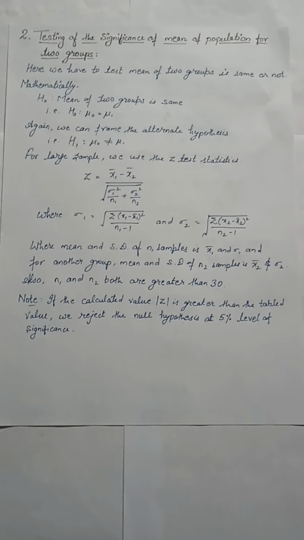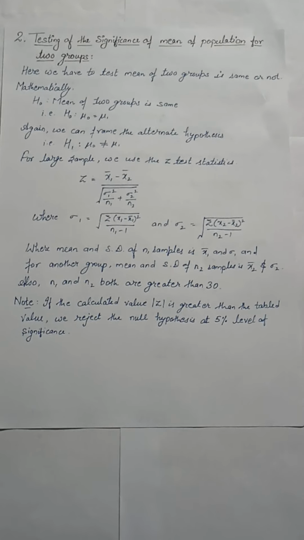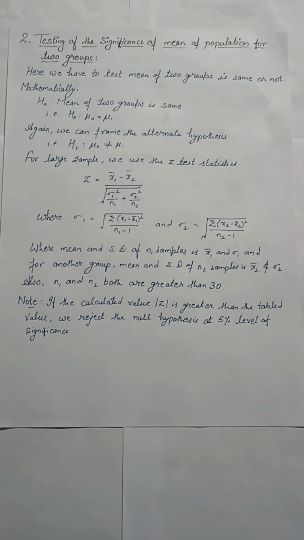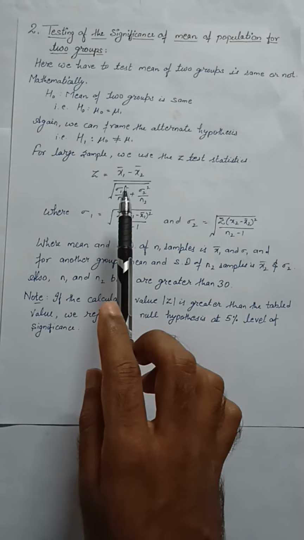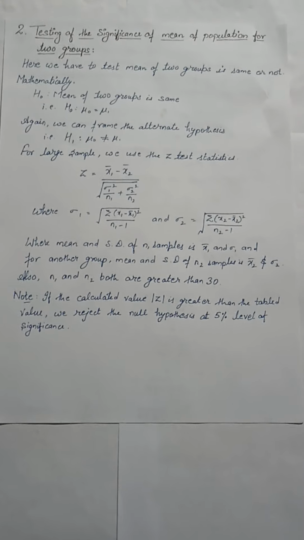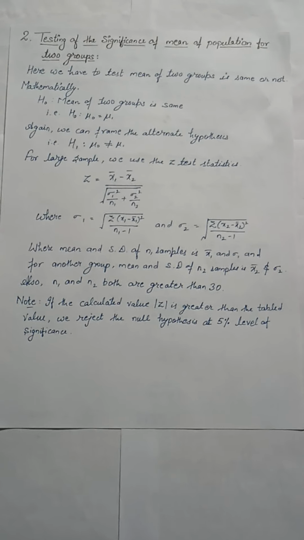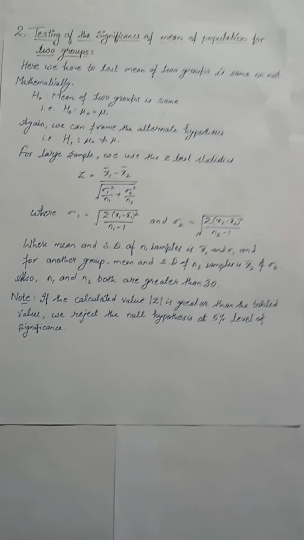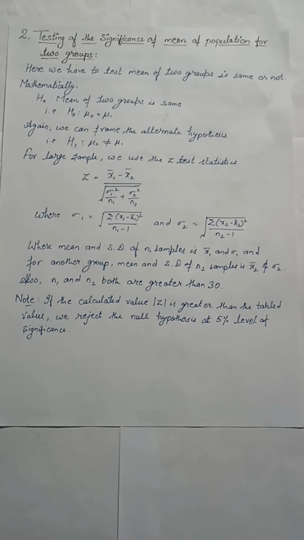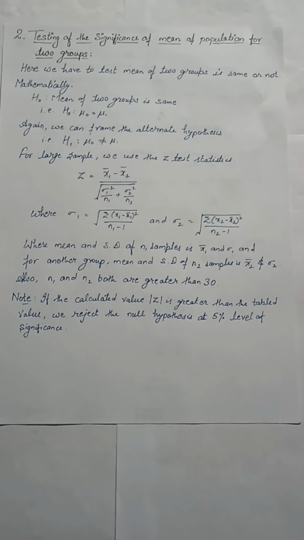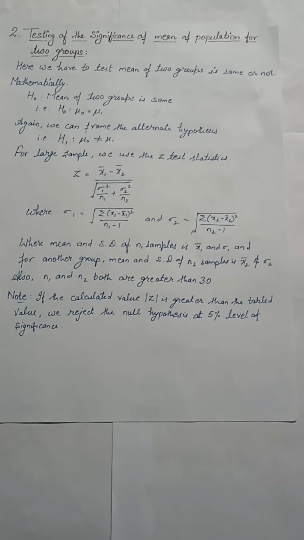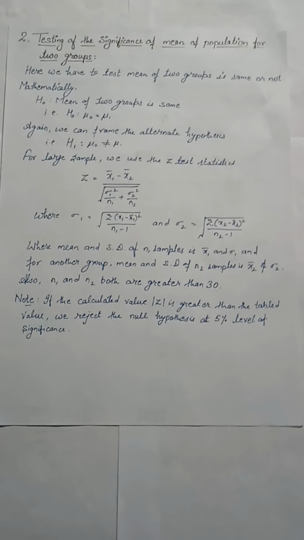Now for large sample space, we use the Z test statistic, that is Z is equals to x1 bar minus x2 bar whole upon under the root of sigma 1 square upon n1 plus sigma 2 square upon n2, where sigma 1 is the standard deviation of n1 samples and sigma 2 is the standard deviation of n2 samples.